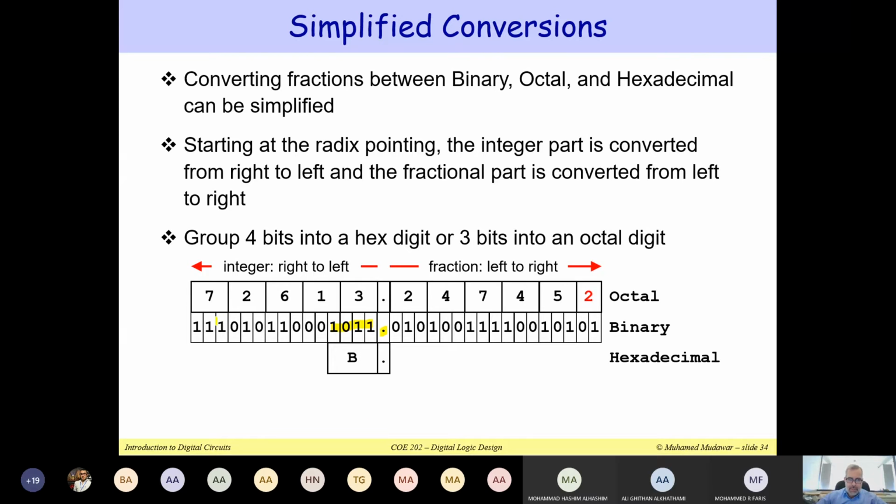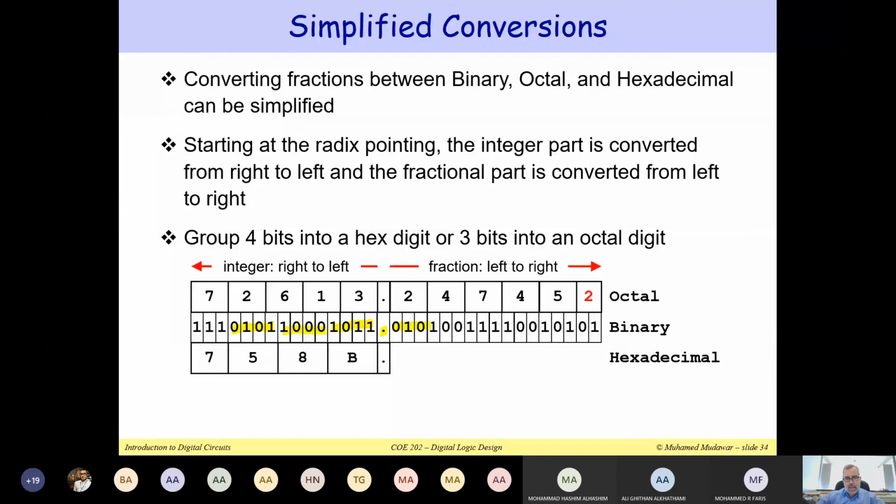It's B. Then we have 1000. That's 8. The number 8. So how about 0101? 5. Now I only have 3 bits here, 111, but I need actually 1 more bit. So we can add a 0 to the left. We can insert a 0, right? So what do we get? 7. Excellent.